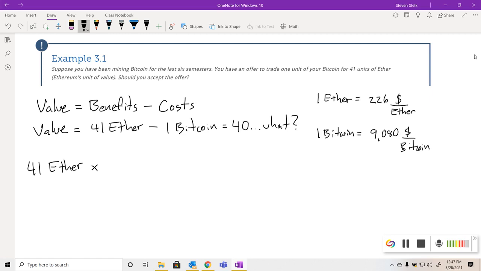And each one of those units of Ether is worth $226 per unit of Ether. All right, and just to make it clear what's going on here, I'm actually going to take these 41 units of Ether and express the units here as Ether over 1. Now we haven't changed the value by doing this. Anything over 1 is just itself, so it's still just ether.